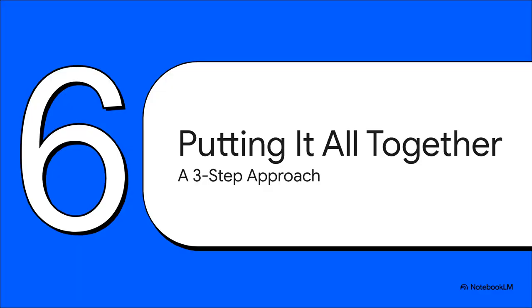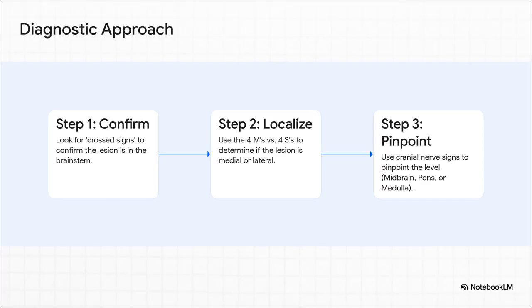Okay, so with all of these pieces, the M's, the S's, and the idea of crossed signs, how do we actually use this in a real clinical scenario? Let's put it all together. All this knowledge gives us a clear three-step diagnostic process. First, you look for those crossed signs. If you see them, you've pretty much confirmed the problem is in the brainstem.